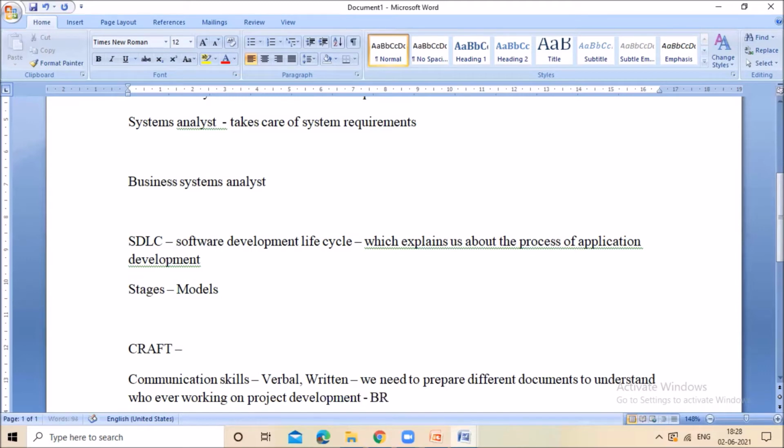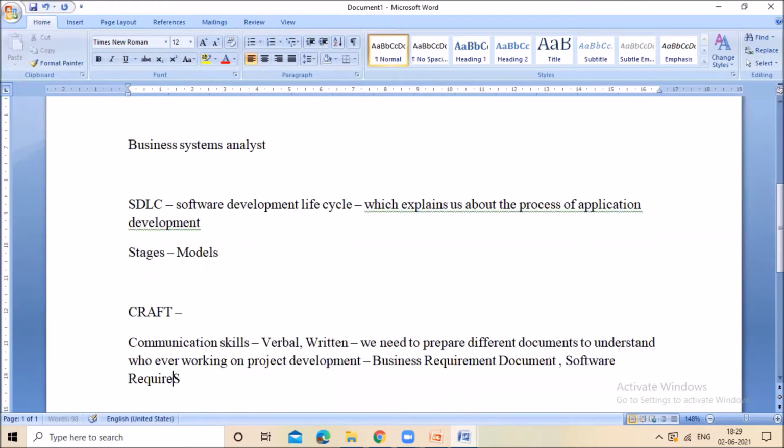For this, what we normally do is prepare multiple documents like BRD, SRS and all that. BRD stands for business requirements document, whereas SRS stands for software requirement specification. Right? This is what we call it. So these are the documents we have to prepare. For this, what is required? You need to have good verbal and written communication skills. This is what communication skills are all about.